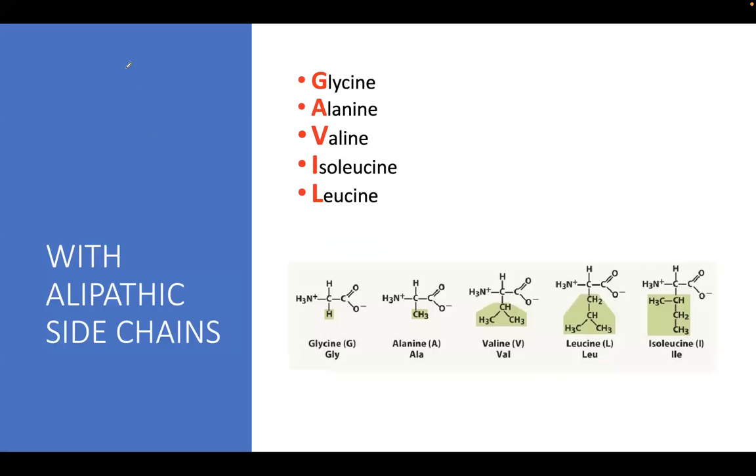Now, these are the amino acids with an aliphatic side chain. My personal mnemonic here is GAVIL: glycine, alanine, valine, isoleucine, and leucine. The simplest amino acid is glycine. This is very important in heme synthesis or porphyrin synthesis. Alanine is there, valine, isoleucine, and leucine.